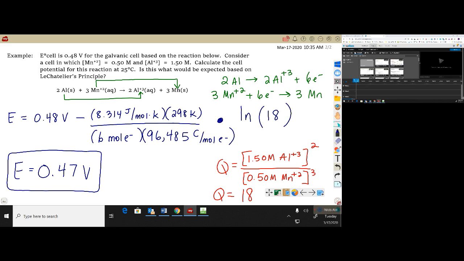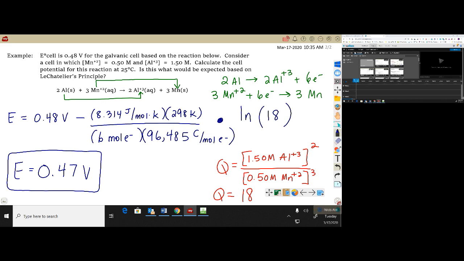Okay, which is great. So this is all plug and chug. I find all the variables in my packet. I got to know how to get Q, the reaction quotient, that I got to do from back in my equilibrium days. But maybe more important, is this what we would expect based on Le Chatelier?